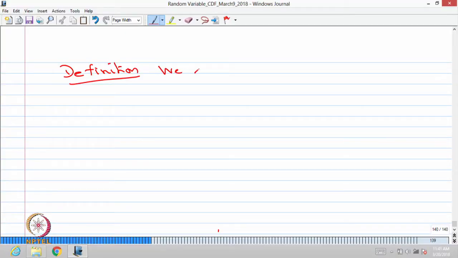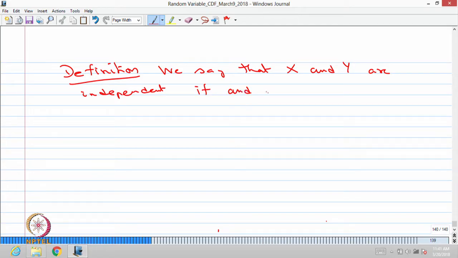We say that the random variable X and the random variable Y are independent if and only if the CDF of the two-dimensional random variable is the same as the product of the CDFs of the one-dimensional random variables.